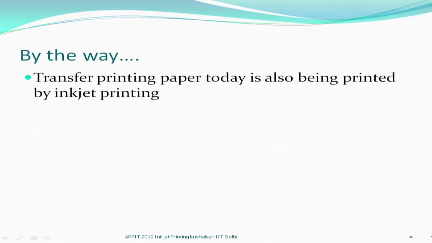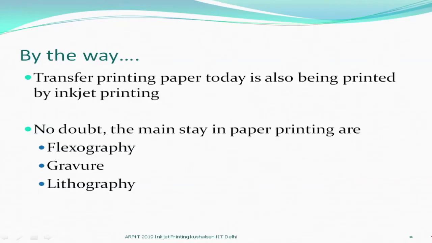So, just for information, the transfer printing paper today can also be printed by inkjet printing. So, paper itself can be printed by inkjet printing and then transferred. Otherwise, there are other methods which can be used, like flexography, gravure, lithography. These are the classical methods of paper printing, and so these of course you can use and then later transfer to the textile. So, these are various methods which can be used.